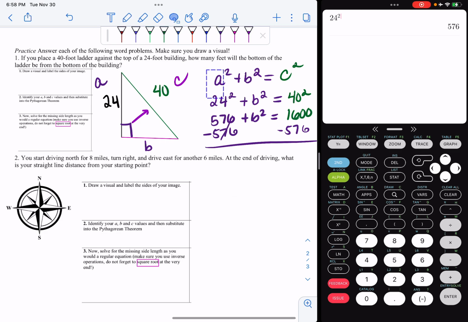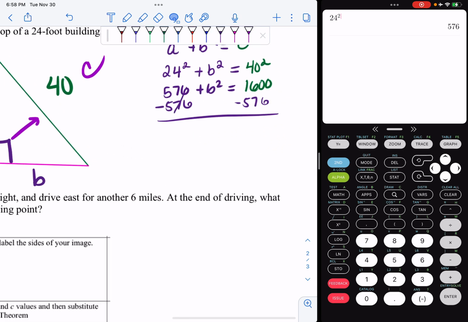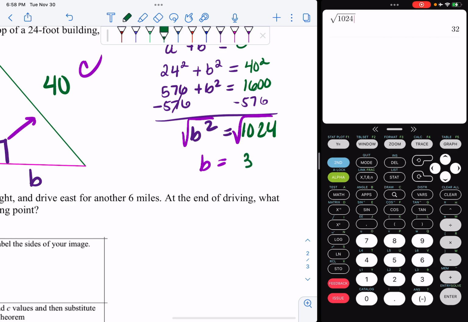This will give me, I'm going to make this tinier, that way I have more room to write. 1600 minus 576 is 1024. So I get B squared equals 1024. And now I take the square root of both sides. So I get B is equal to 32. And that's your final answer. So the ladder is 32 feet from the building.